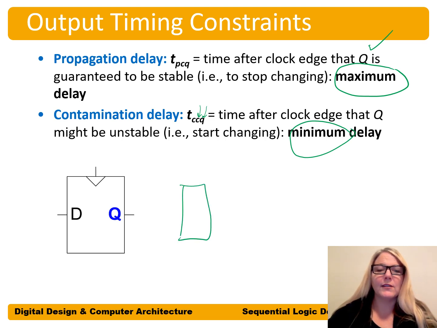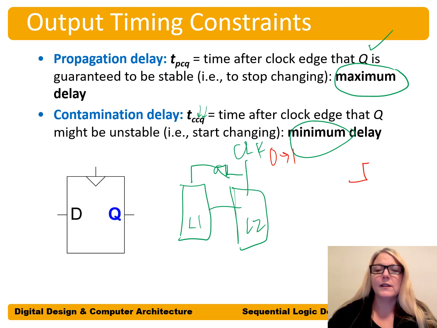And again, we can dive into our internal circuit of our flip-flop. We have clock and clock bar and our two D latches, L1 and L2. And when we get a clock edge, clock goes from 0 to 1, get that clock transition from 0 to 1. Well, it still takes some time for Q to change, and that's this delay here. Propagation clock to Q is the maximum delay of L2, and contamination clock to Q is the minimum delay of L2.